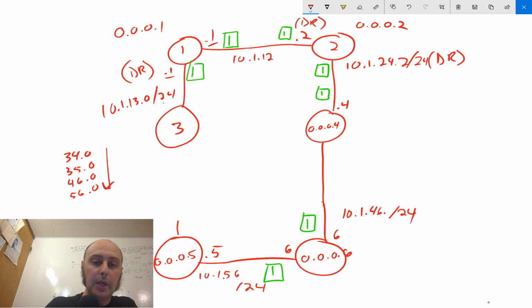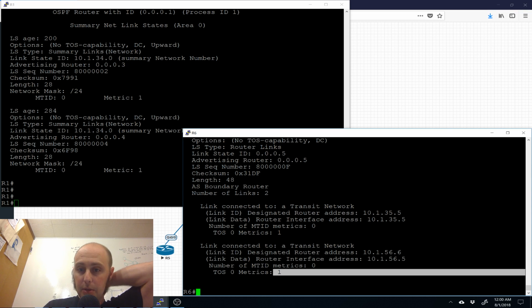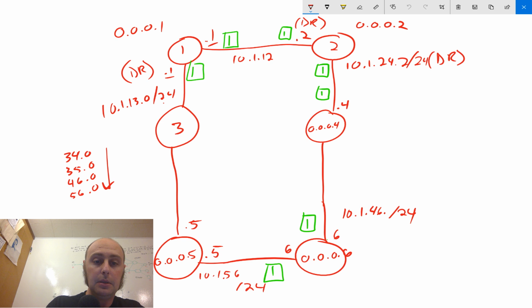We also know we have an uplink here, which is .5, but we don't yet know the, or do we have it here? 10.1.35.5. We can pencil that in. 10.1.35 blank. Okay. We don't actually know what router 3's IP address is, and from router 5's perspective, these links all share a cost of 1.